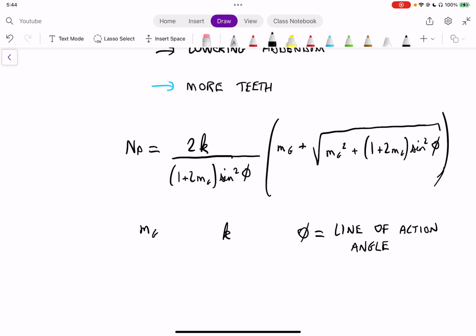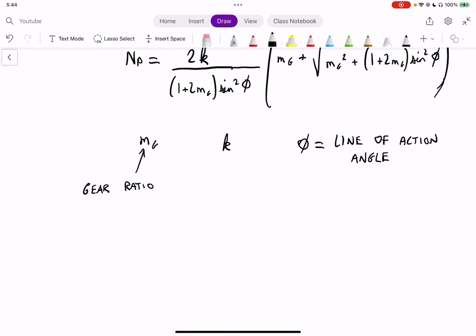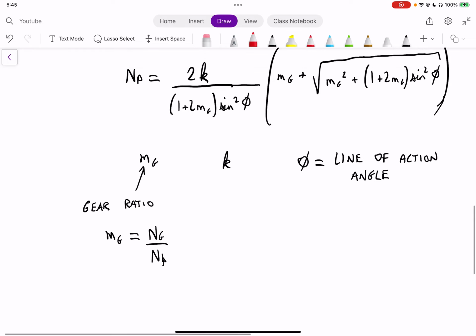M sub g is called the gear ratio, and not to be confused with M, which is the module. M sub g is the gear ratio. So M sub g can be defined as Ng over Np. By this equation, we're finding out the number of teeth that the pinion needs in order to not have interference. So it's a condition for interference.